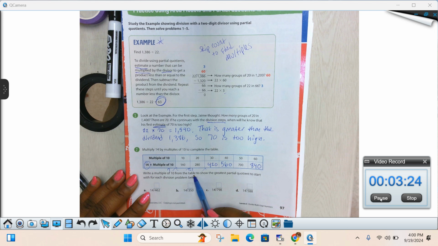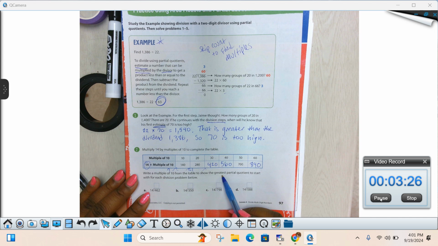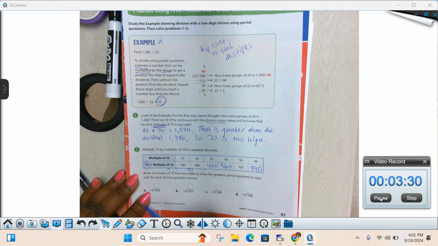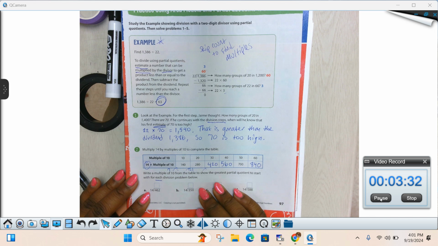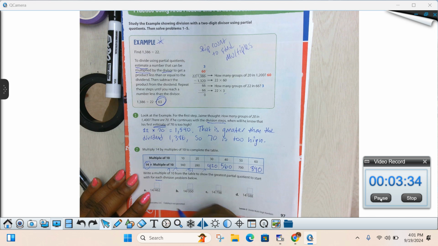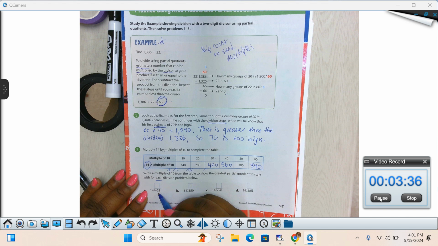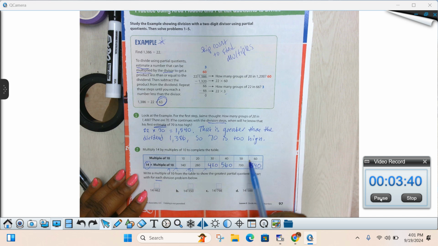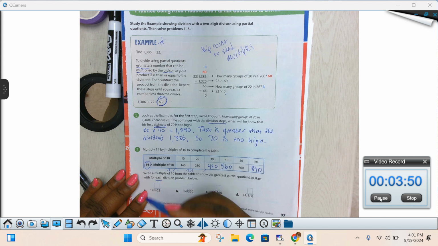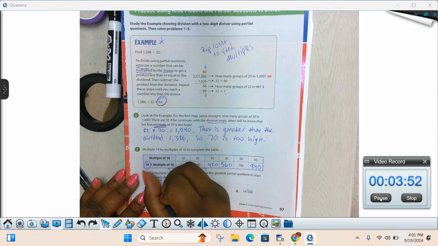Write a multiple of 10 from the table to show the greatest partial quotient to start with for each division problem. Below, A, 14 divided by 462. Well, 462 has got to fall between these two numbers. I need a number that's less than 462, so I can't use 40. I will have to go with 30.